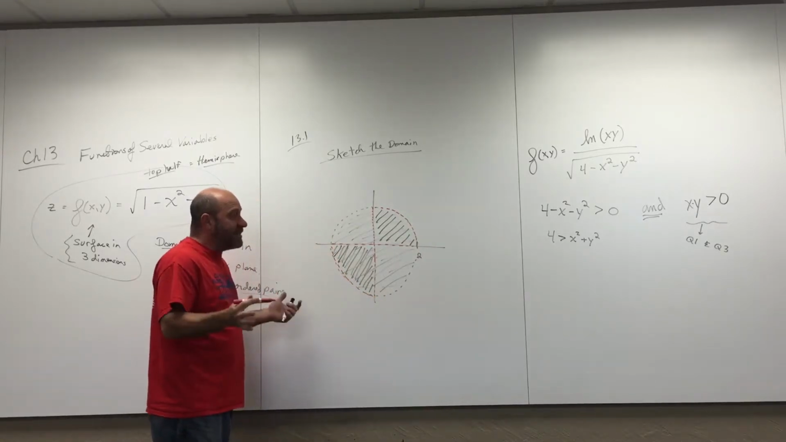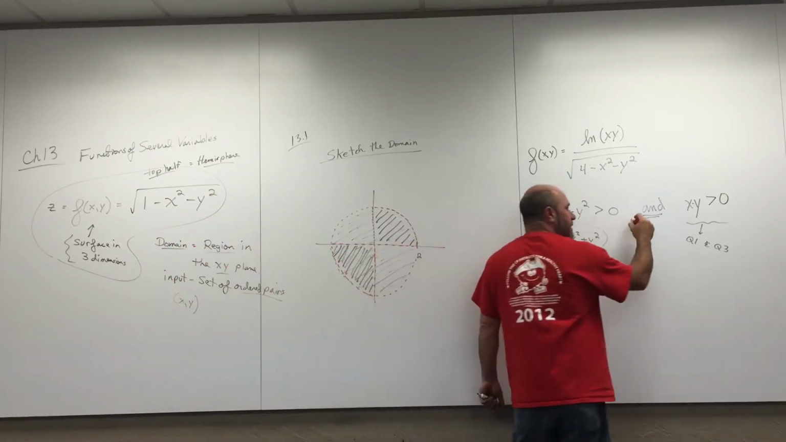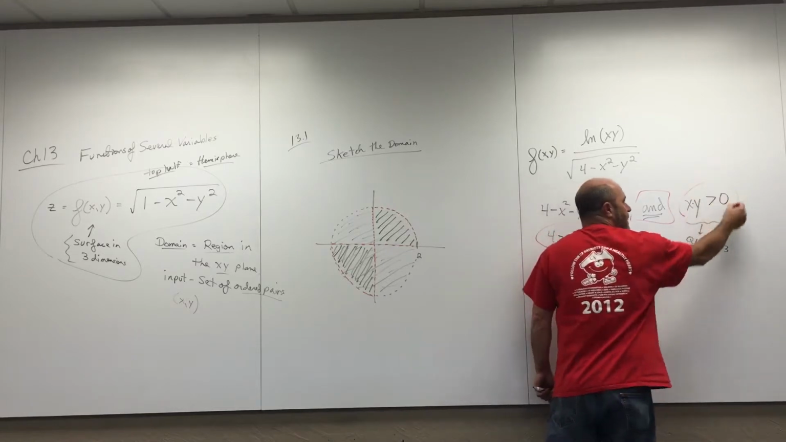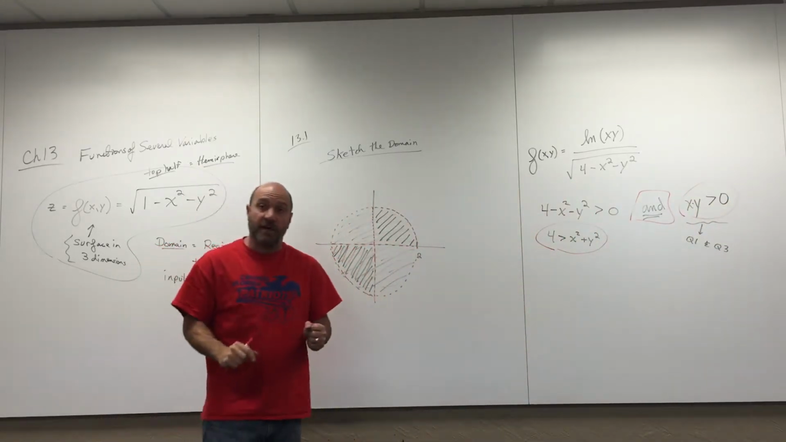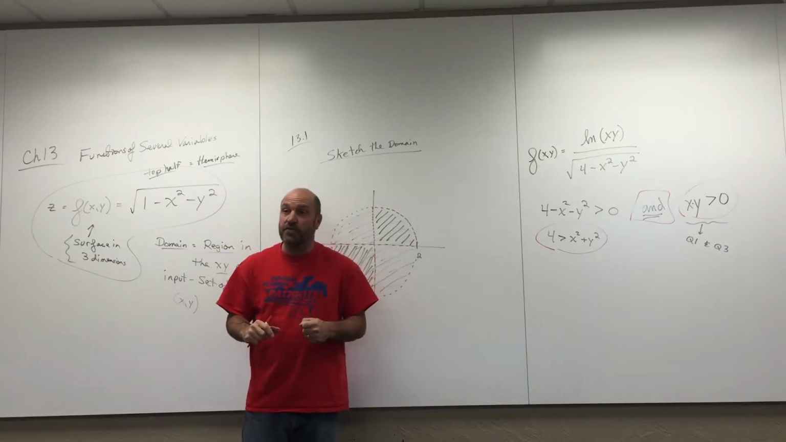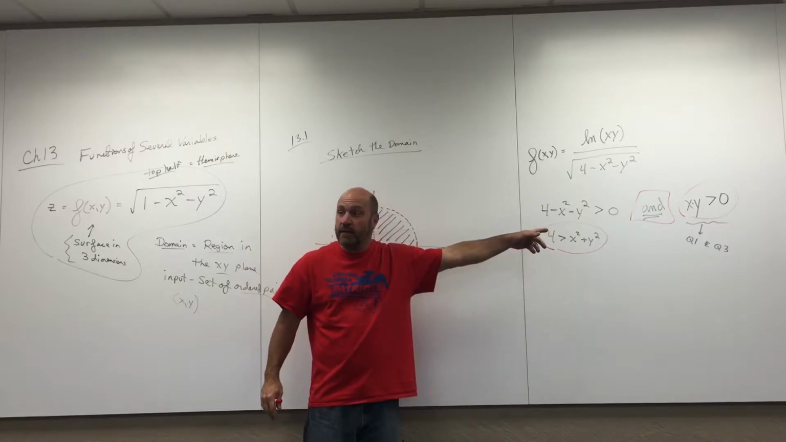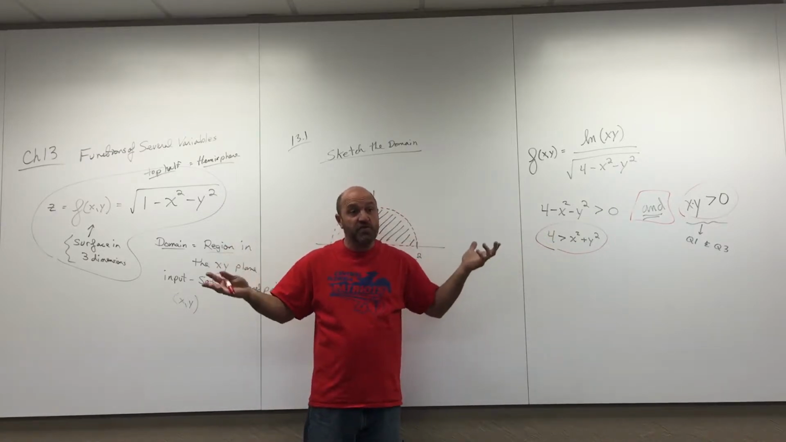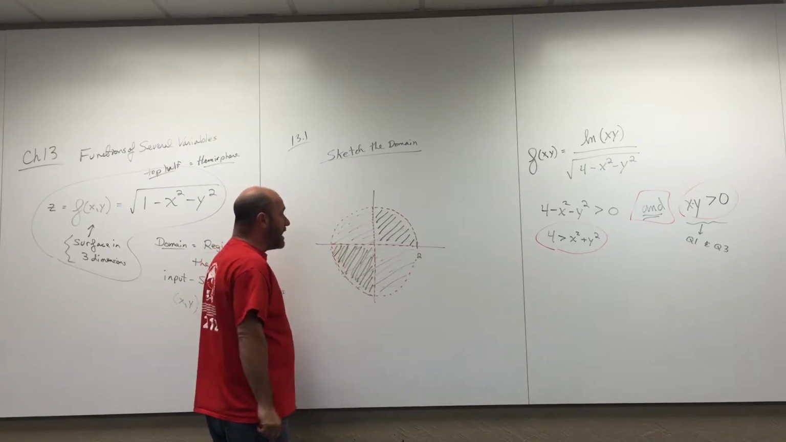Do you know what the final answer is? You've got to meet this requirement and this requirement. The word "and" means, in mathematics, you could use the word intersection. It's the intersection of these two shaded areas. So the ultimate domain is what?